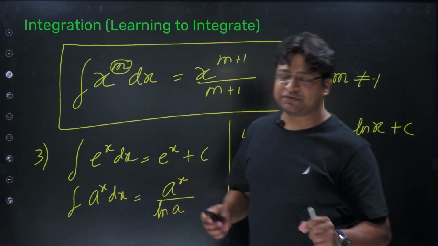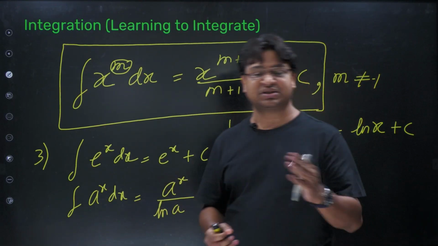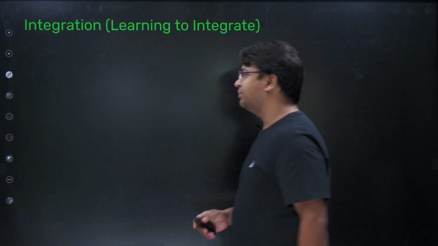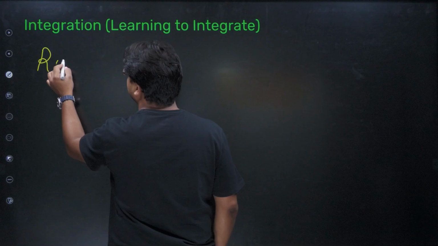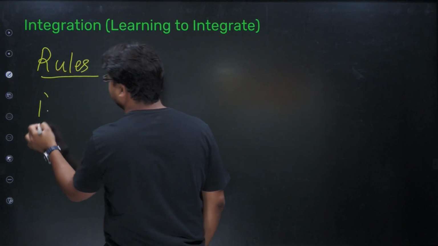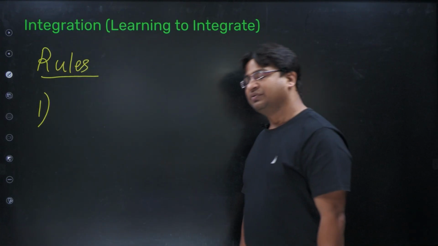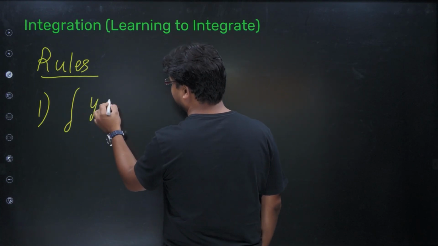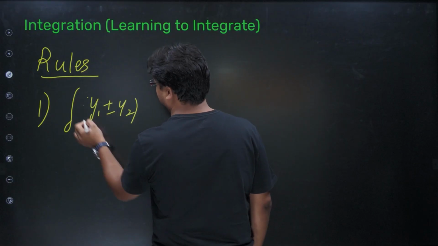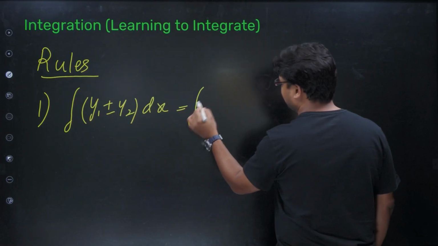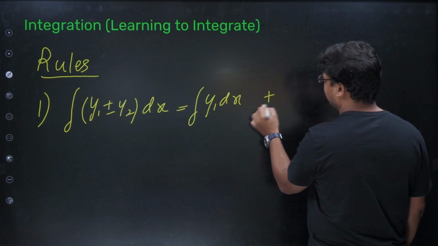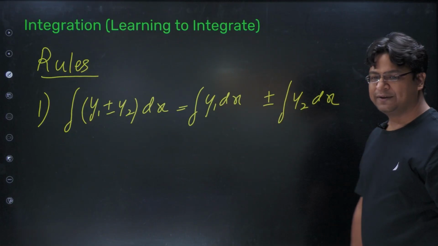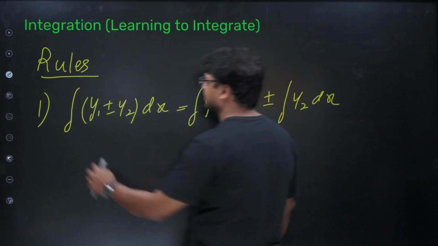Alright, so guys, all these formulas that I've written here, I've written them by reversing the differentiation formula. Now these are the formulas that you need to remember. Now there are certain rules, just as there were rules in differentiation. So you need to keep in mind these rules, and few are similar to what we have learned in differentiation, few are different. So integration of y1 plus minus y2 would be same as integrating y1 and then plus minus integrating y2. So that is one thing. I'll give you an example on this.